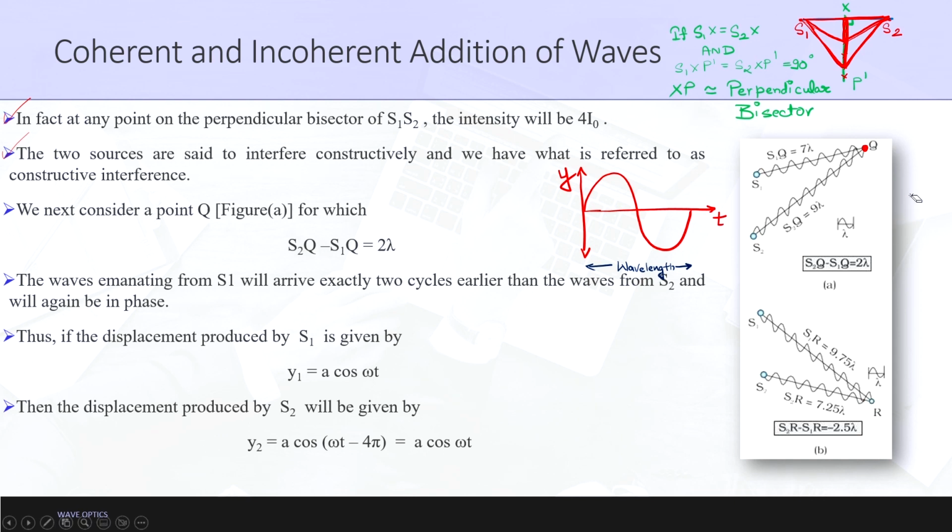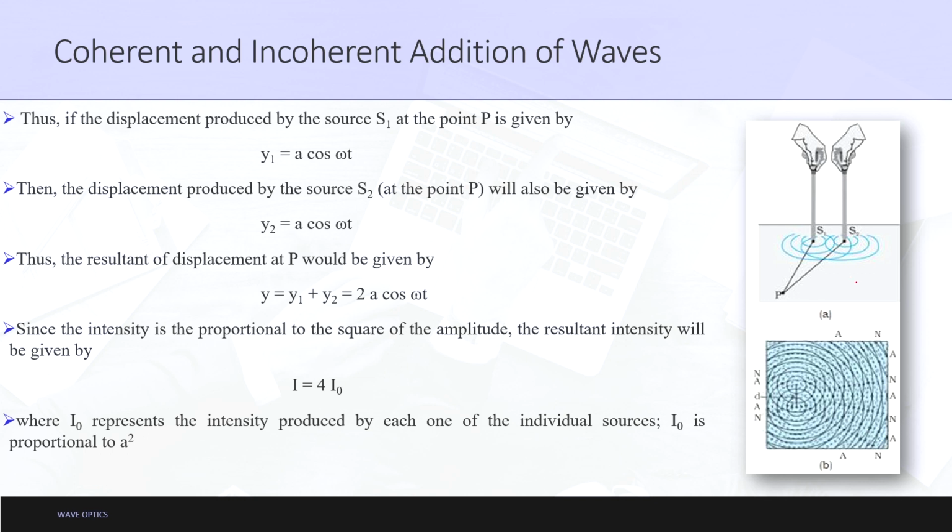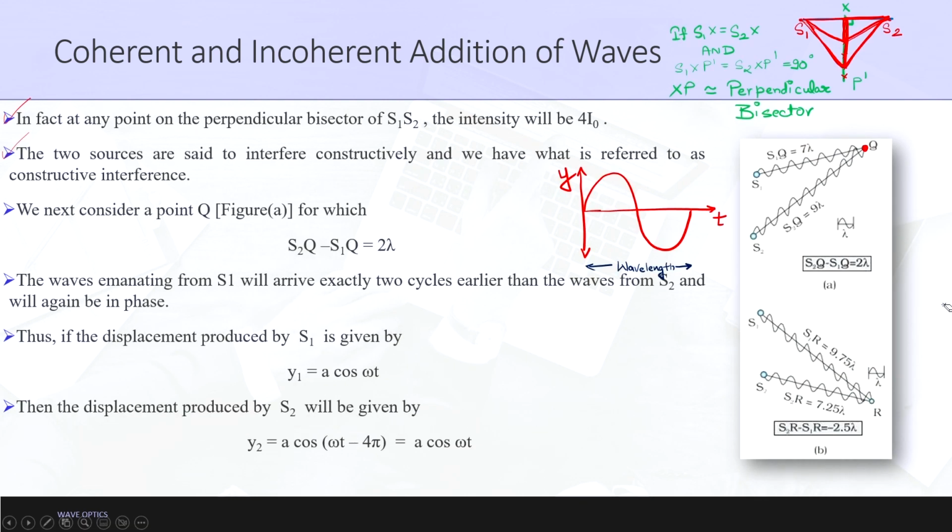Let me explain. Here we are assuming some point Q on a calm pool of water. We are measuring these distances like this, but now we are measuring them as a function of wavelength. So, we next consider point Q for which S2Q minus S1Q is equal to 2 lambda.